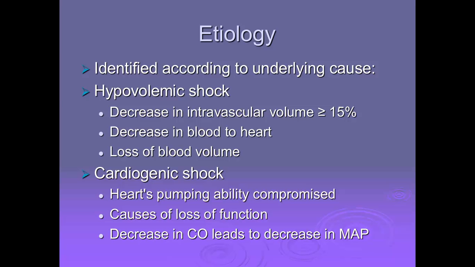A decrease in cardiac output leads to a decrease in the MAP. Heart rate may increase to try to compensate. You will also see JVD. Cyanosis is more common in cardiogenic shock than it is in some of your other shocks.